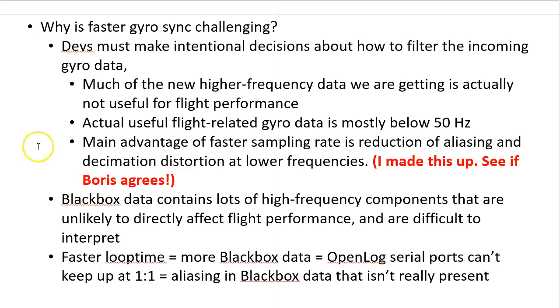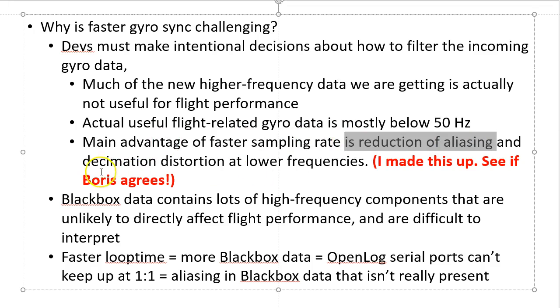The main advantage of faster sampling rate is not that it gives us accurate sampling of the higher frequency data, which is not really that useful for flight anyway. I think that it's the reduction of aliasing and reduction of decimation distortion at lower frequencies. I made that up. That's my opinion. But if a dev disagrees with me, then I defer to them.